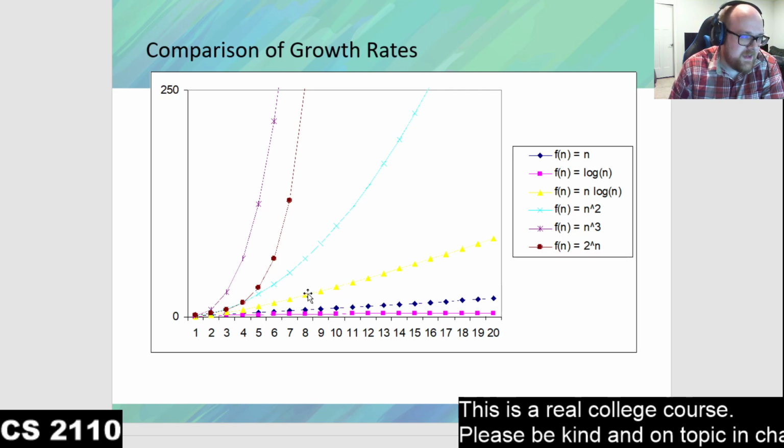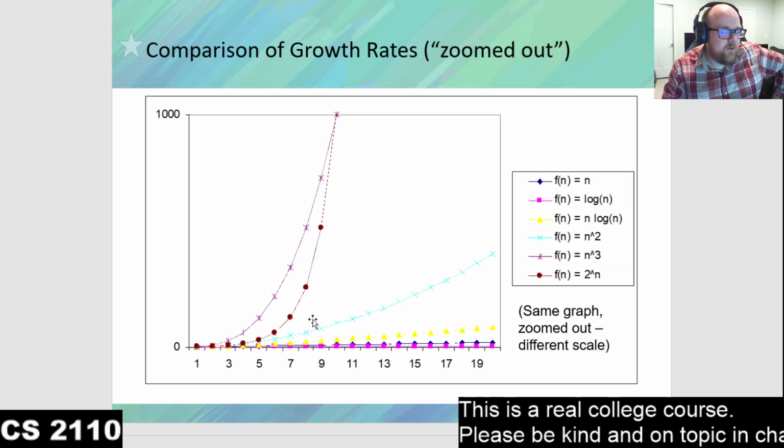N, which is linear, grows almost as slow as log from this perspective, but we'll talk about why linear is significantly better than log. And then log linear almost looks like linear, just with a steeper slope. It's kind of hard to see that yellow, admittedly. But now let's zoom out a bit.